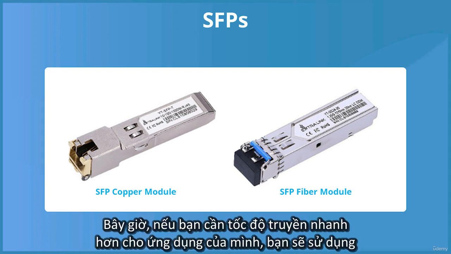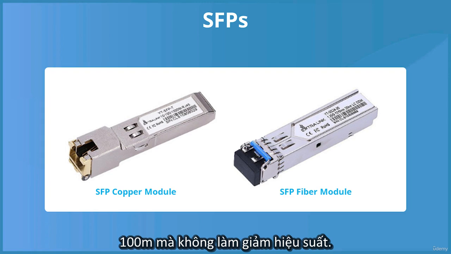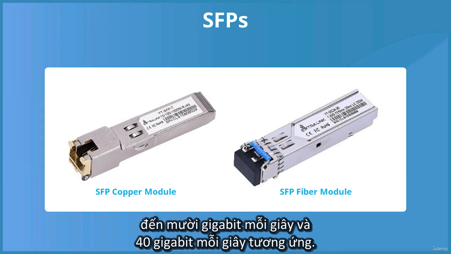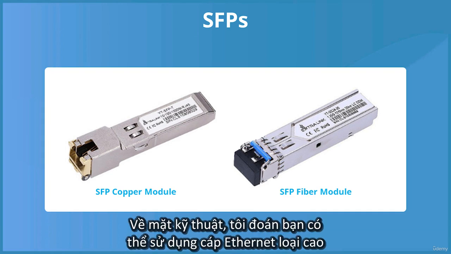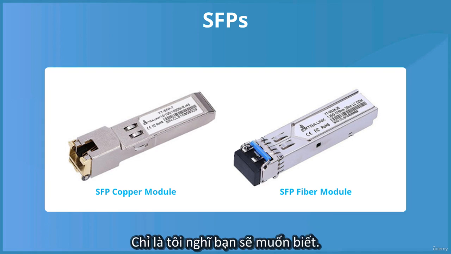Now, if you do need faster transfer rates for your application, you'd of course use an SFP Plus or QSFP Plus transceiver with a fiber optic cable, because these could extend much further than 100 meters without sacrificing any performance. The SFP Plus and QSFP Plus specifications support transfer rates of up to 10 gigabits per second and 40 gigabits per second, respectively. Definitely a plus. Now, technically, I suppose you could use a higher category Ethernet cable with an SFP Plus transceiver, but you would be limited to around 30 meters of cabling. Just thought you'd like to know.